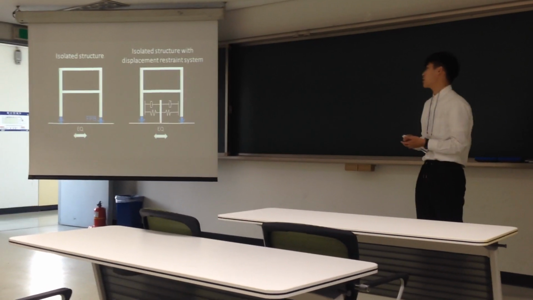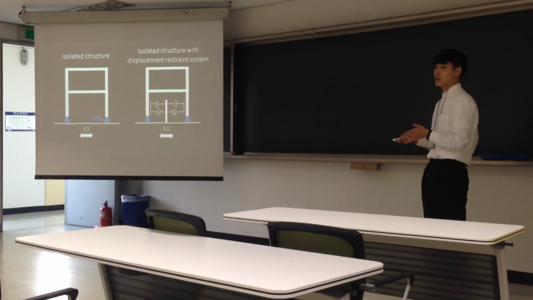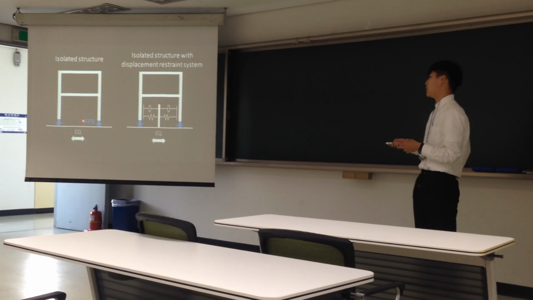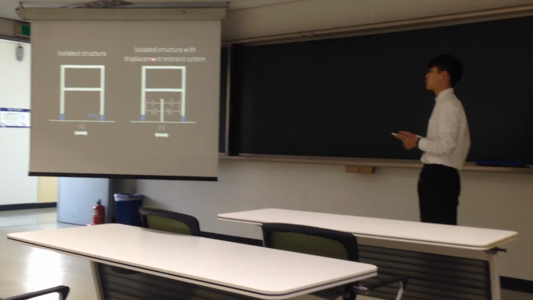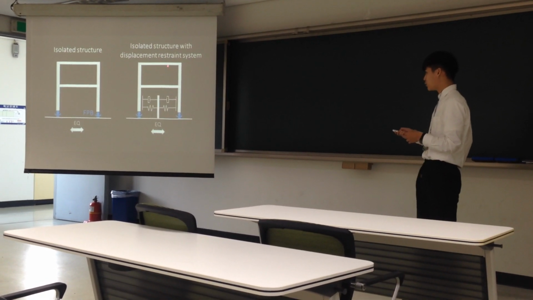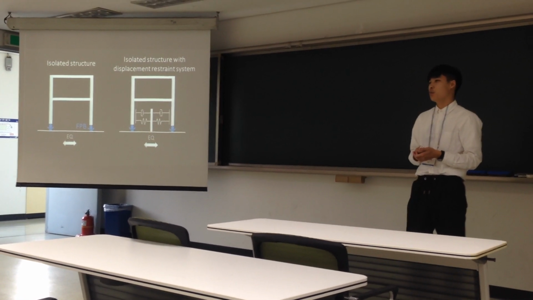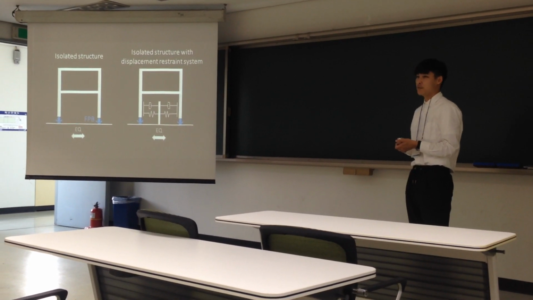What is the displacement restraint mechanism? As you can see, there are two figures on this slide. The left-hand side is the isolated structure with FPB, friction pendulum bearings. On the right-hand side is the isolated structure with a displacement restraint system. And as we know, an isolated structure has a long period, which ranges from 2 seconds to 5 seconds.